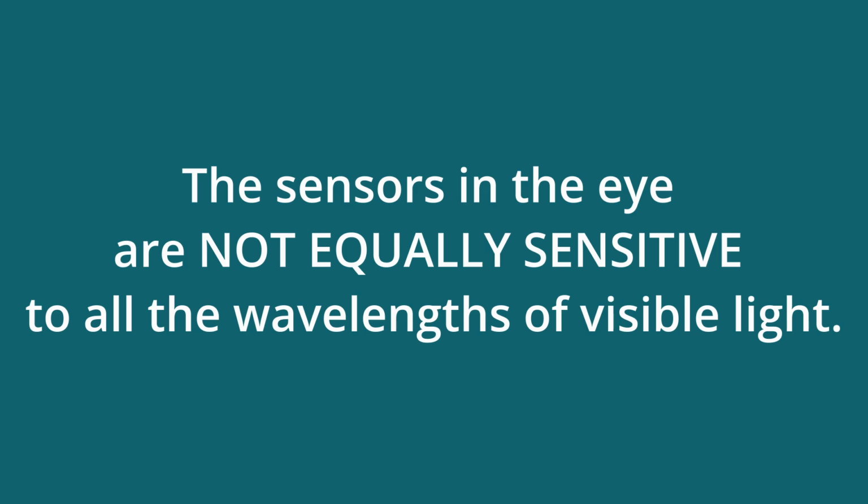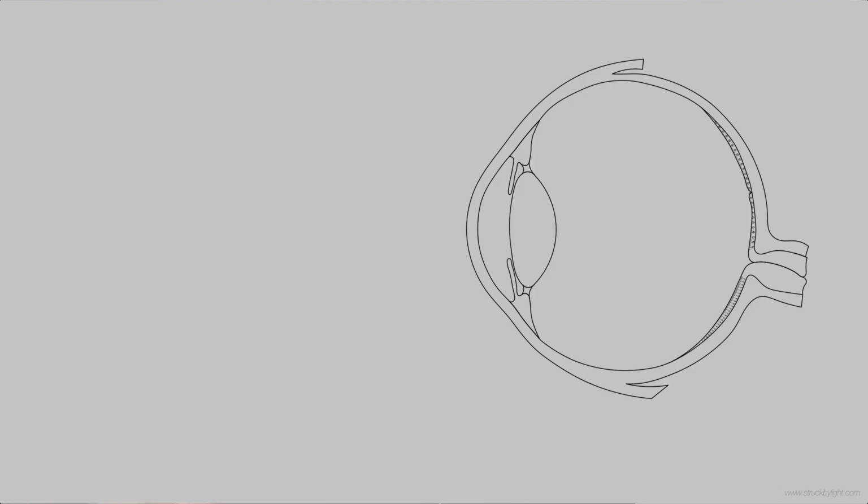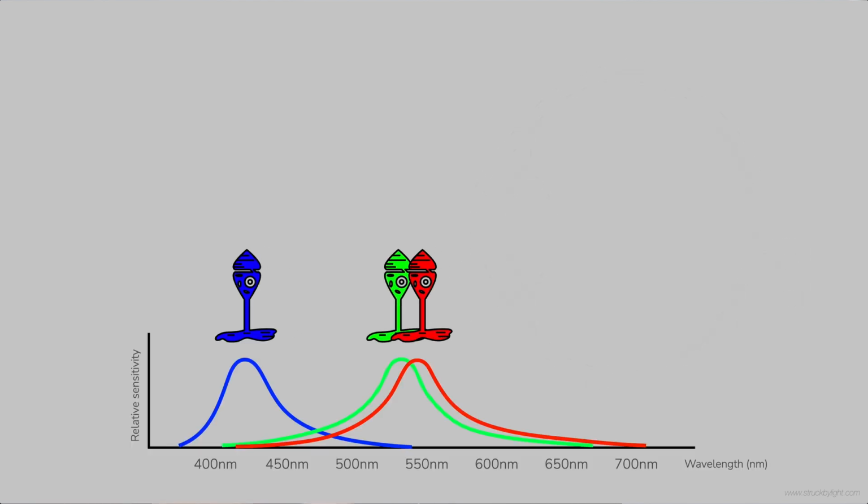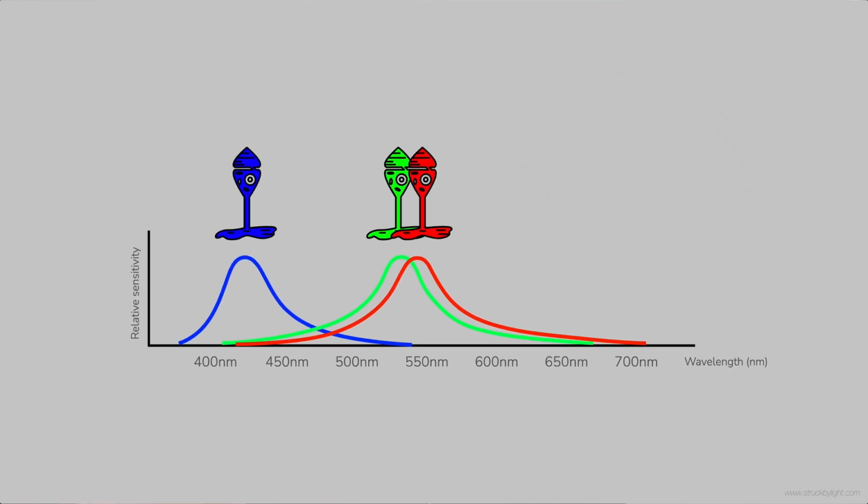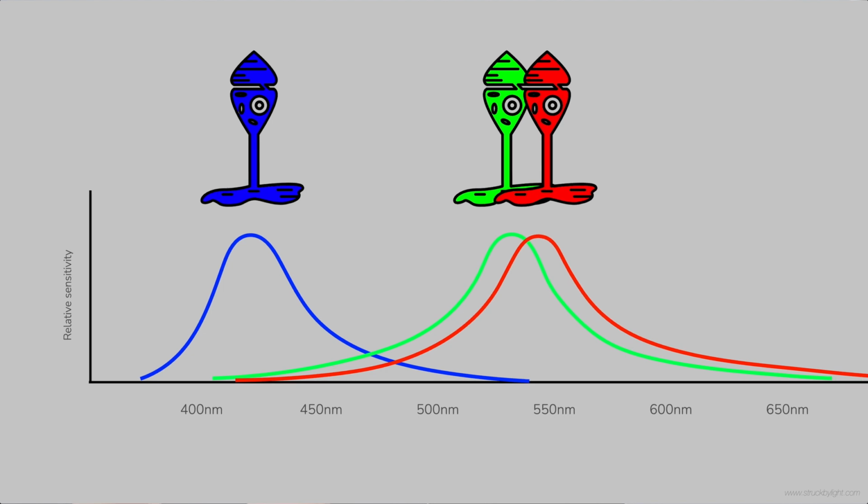The sensors in the eye are not equally sensitive to all the wavelengths of visible light. Put simply, we sense or feel certain segments of visible light more than the other segments. Have a look at this graph that shows the sensitivity of the sensors in the eye to the visible wavelength range.